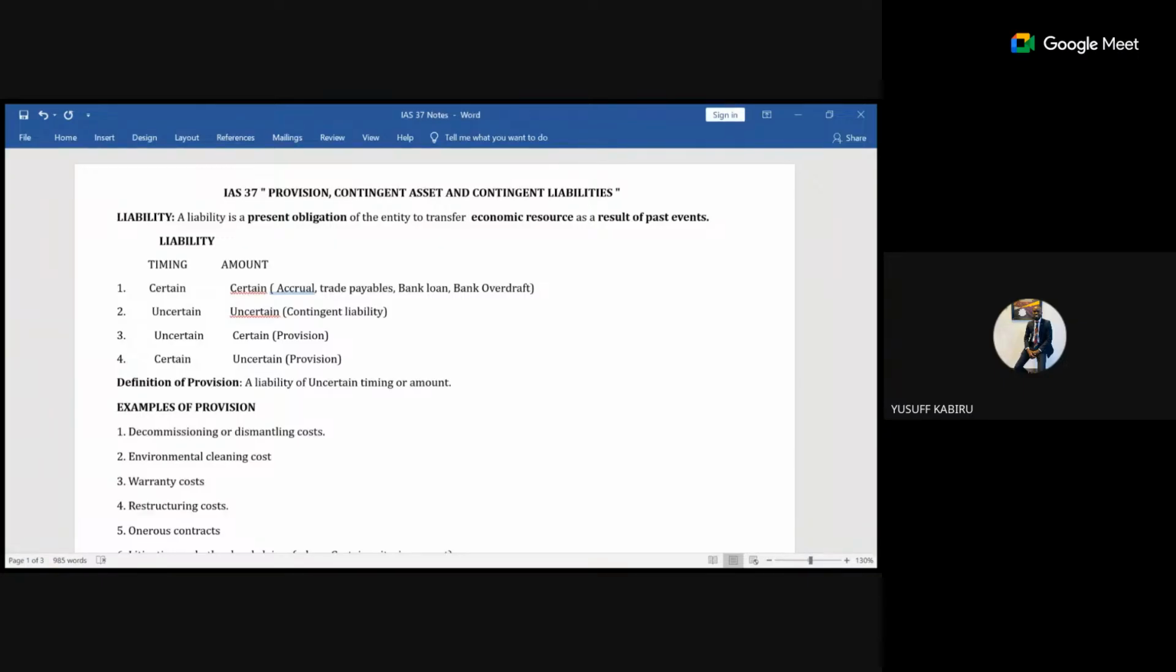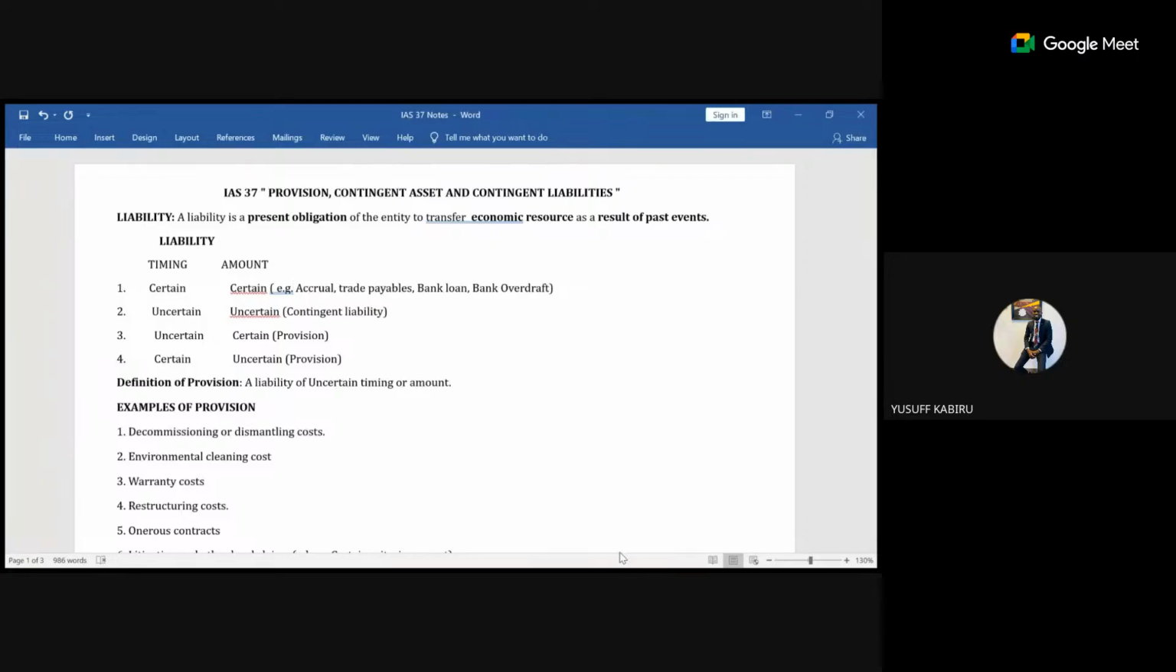Examples of those liabilities are: number one, accruals, when you are owing somebody. Then number two is trade payables. When you receive goods from your supplier and you say you will pay in the future, that's accruals. Then trade payables are the same. Then bank loan, bank overdraft. You agree with me very well that when you go to the bank, according to the contract, both of you will know this is the amount I will repay, and this is the time I will repay. Do you agree with me?